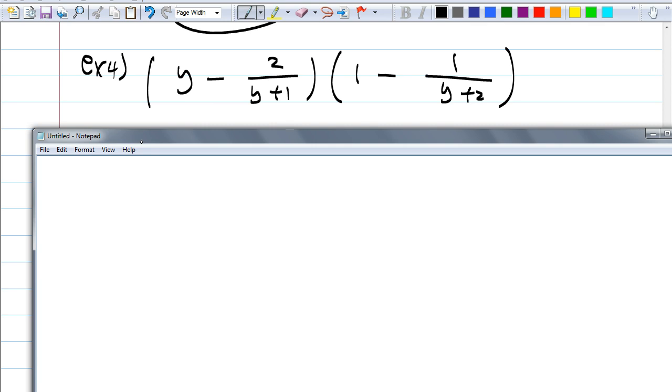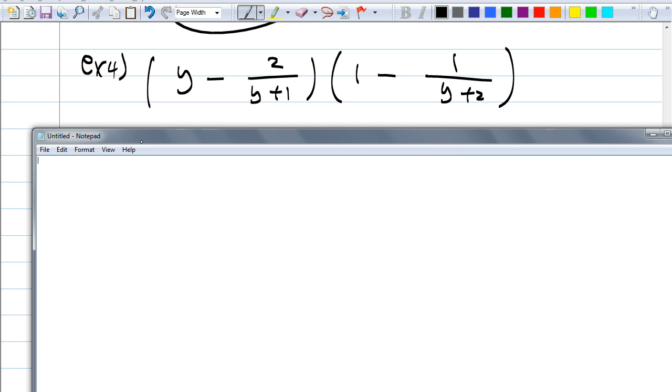Let me ask you something, class. What do you think the LCD for this fraction will be? Okay, Lindsay, what do you think? For the first one, this is y plus 1. The second one is y plus 2. You're exactly right.